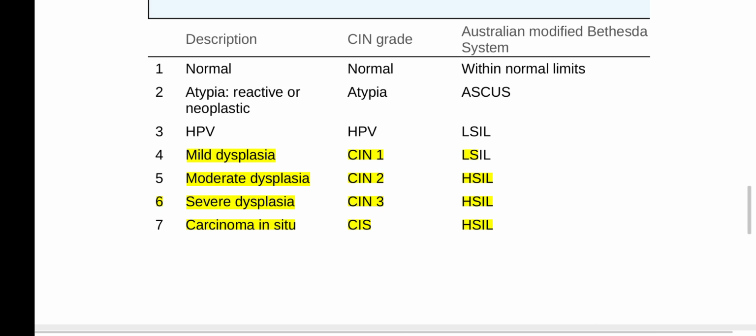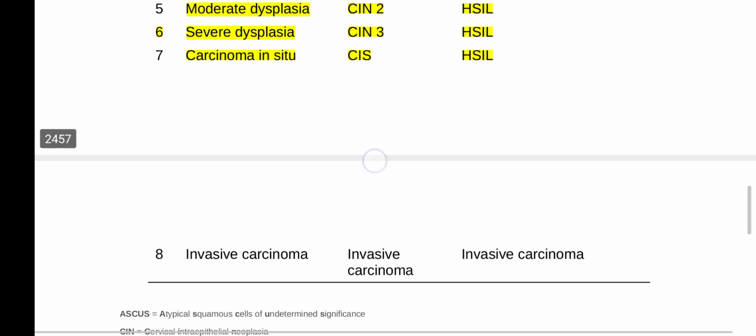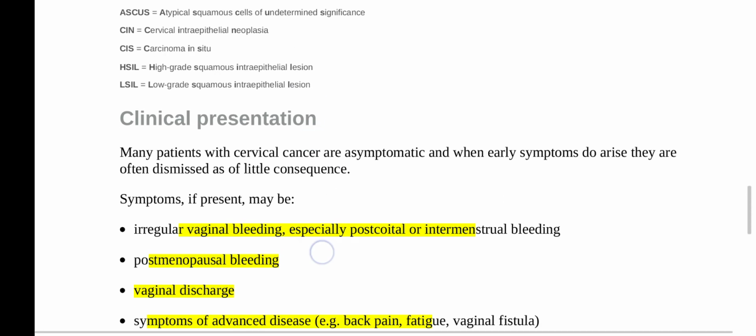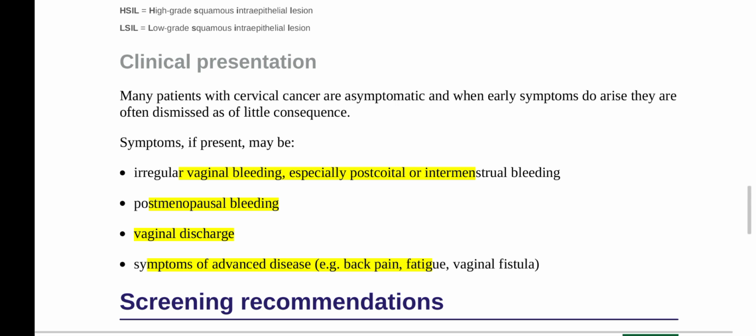Mild dysplasia, we are labeling as CIN grade 1, and in the Australian modified Bethesda system, it is low grade. Then moderate onward, it is high grade, till it becomes invasive. Most common clinical presentation is irregular vaginal bleeding, postcoital, intermenstrual bleeding, postmenopausal bleeding, vaginal discharge, back pain, fatigue, and vaginal fistula.